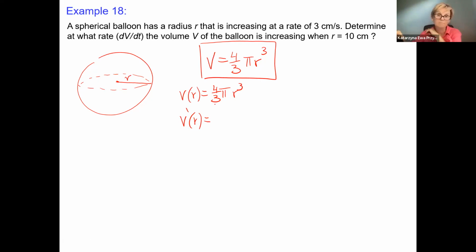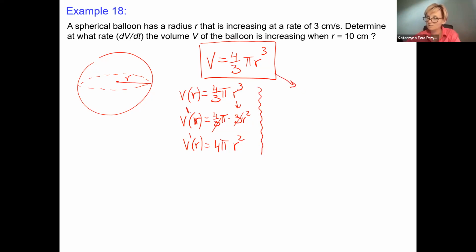r is a variable. Let's say the volume depends on r. We will copy the constant, correct? And just differentiate r cubed, 3r squared. 4 pi r squared. Oh, yes, okay, thank you, because we will just cancel out, that's actually good. The derivative is basically 4 pi r squared. Perfect, that's good.